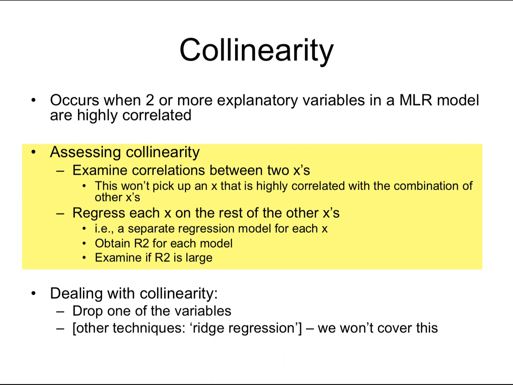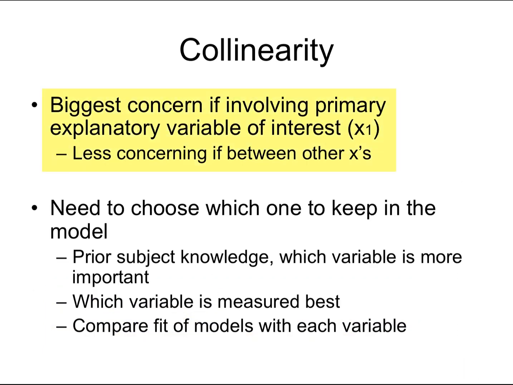So instead you could regress each explanatory variable on the rest of the other explanatory variables, obtain the R-squared for each model, and examine if the R-squared is large. If it is, there are a couple of ways to deal with collinearity. The first is to drop one of the variables. Another technique for dealing with collinearity is ridge regression, but we won't cover that in this course. Collinearity is the biggest concern if it involves the primary explanatory variable of interest, but it's less concerning if it's between the other x's.